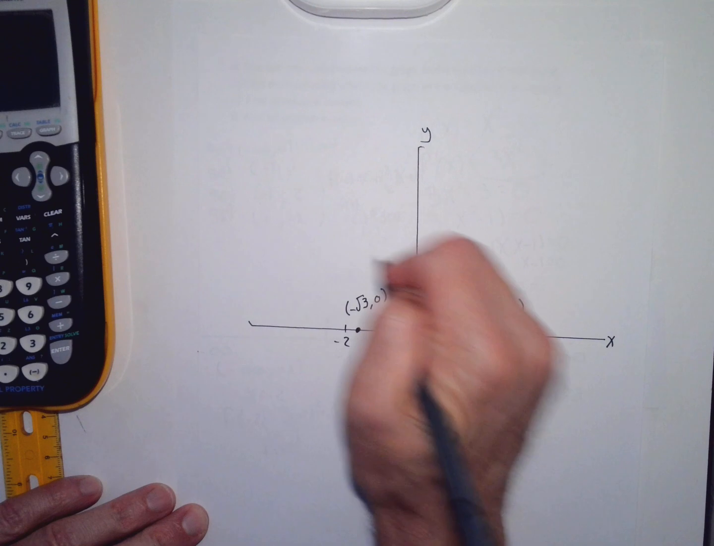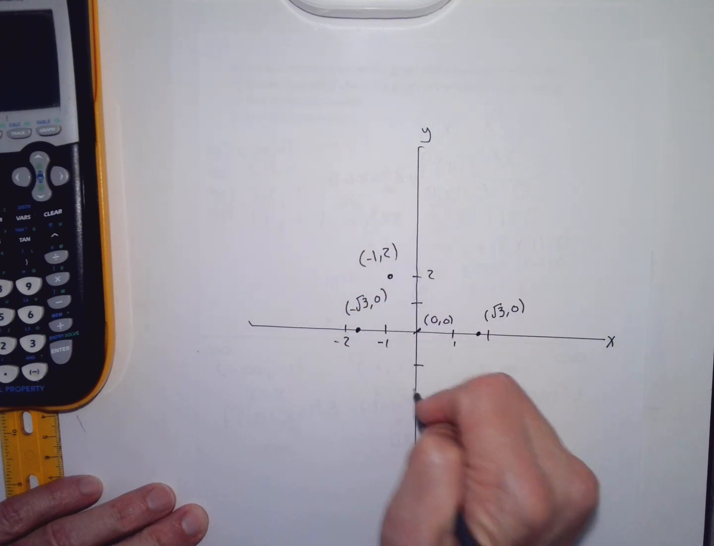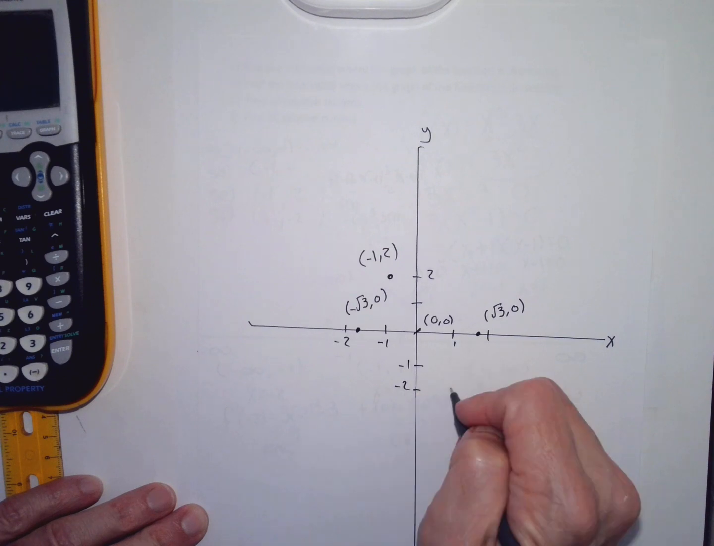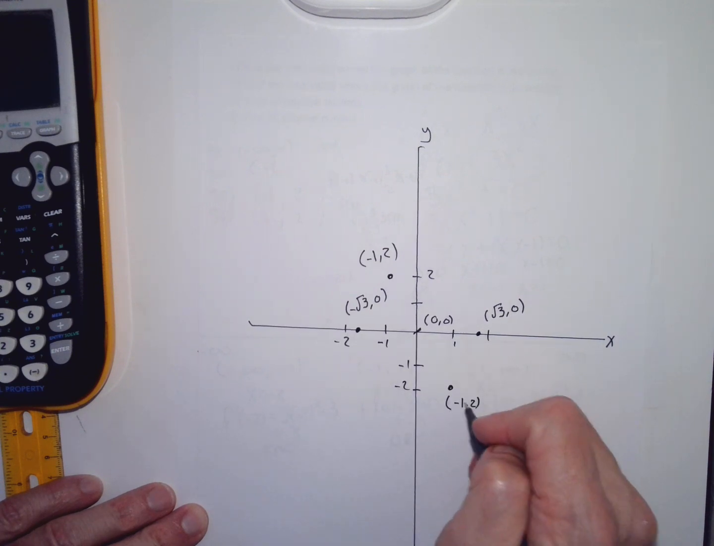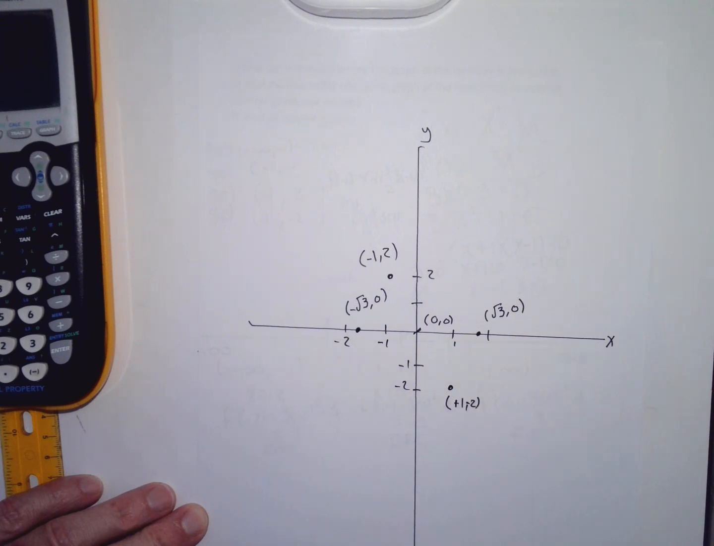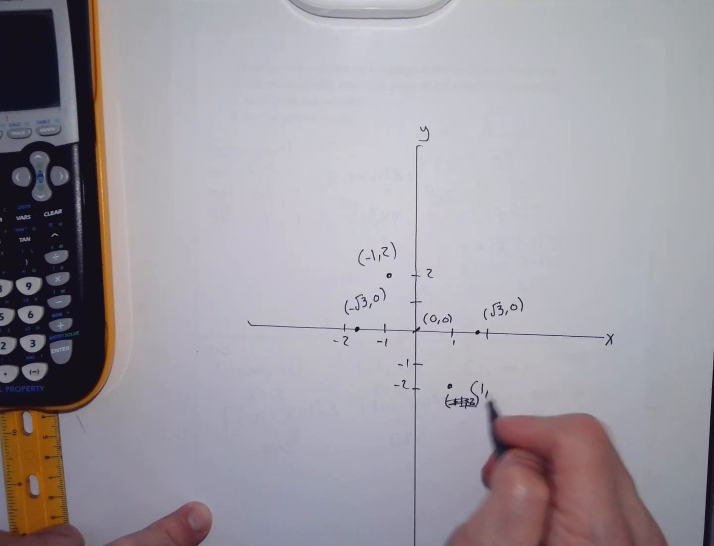That's a maximum point. And positive 1, negative 2. This is a minimum point. So boy, I can have a really tight window here, I imagine. Positive 1, negative 2 is my minimum point. Let me just scribble that out.